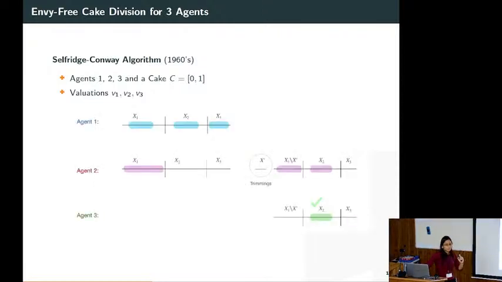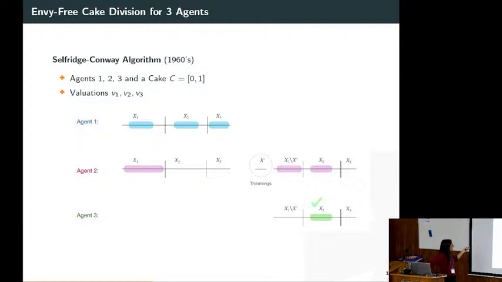This also has a flavor of cutting and choosing. So you remember the cut and choose protocol for 2 agents, right? Here we have 3 agents. Agent 1 will come and cut the interval into 3 equal parts. So he values all the 3 parts equally. Agent 2 will be asked to choose which is the part that you value the most, right?